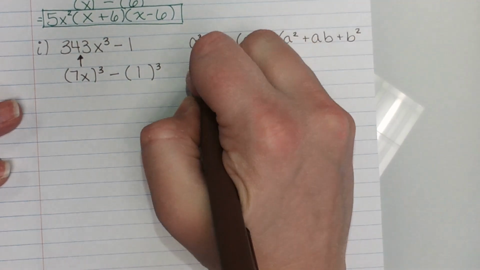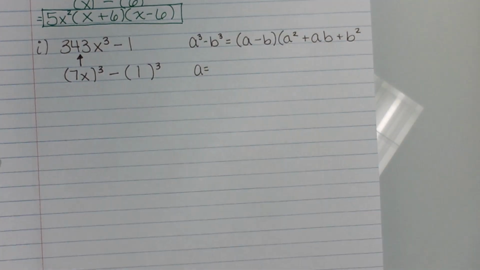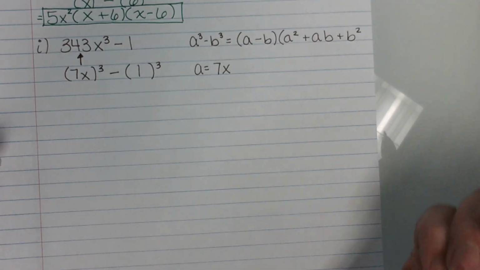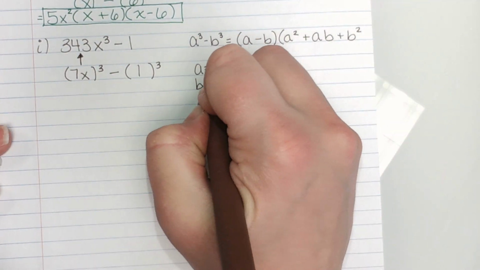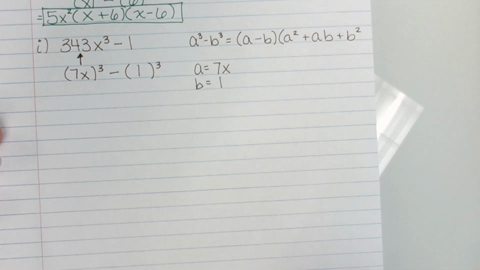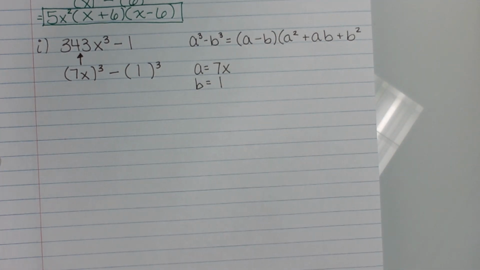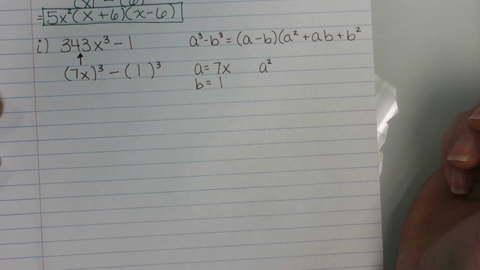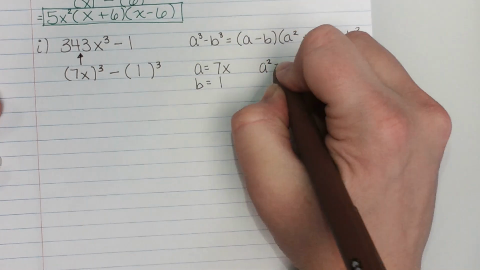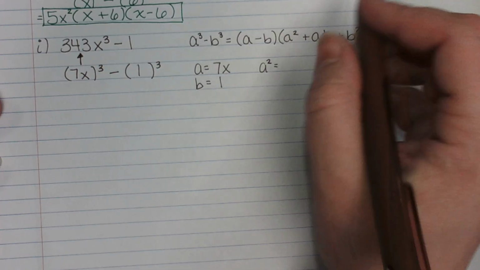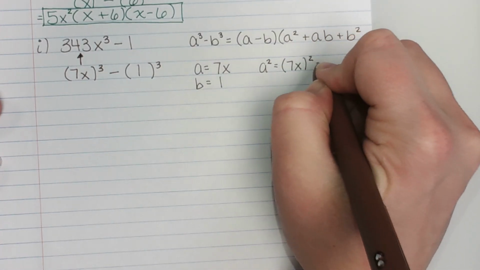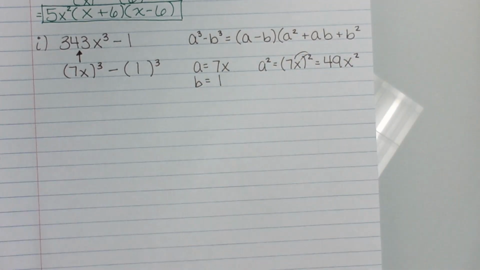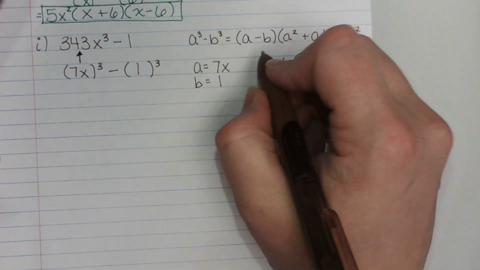Bella, what would be A? 7x. Beckham, what would be B? -1 or 1. Just the 1. Matthew, what's A squared? 49x squared. How'd you get 49? 7 squared. Yes, because that entire thing's getting squared, which means you squared both pieces. What's B squared?